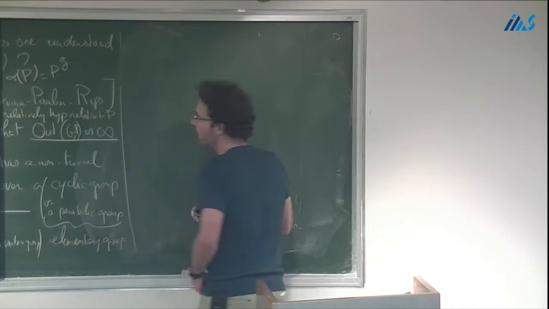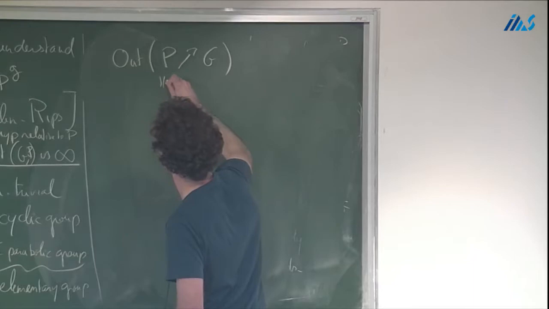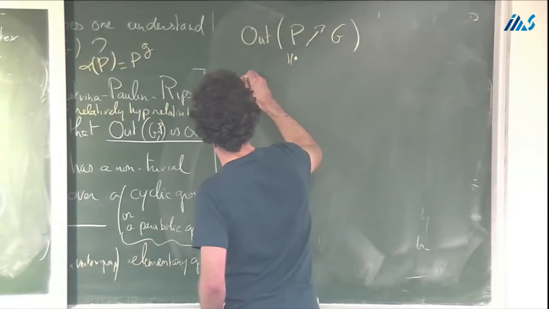So the fact is the Out of P to G, then this is up to finite index. Let me put a dot for up to finite index, like here. That's the set of automorphisms.